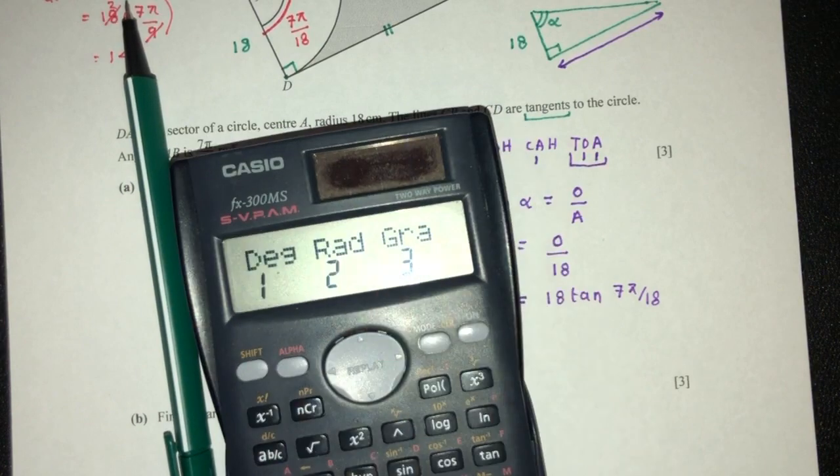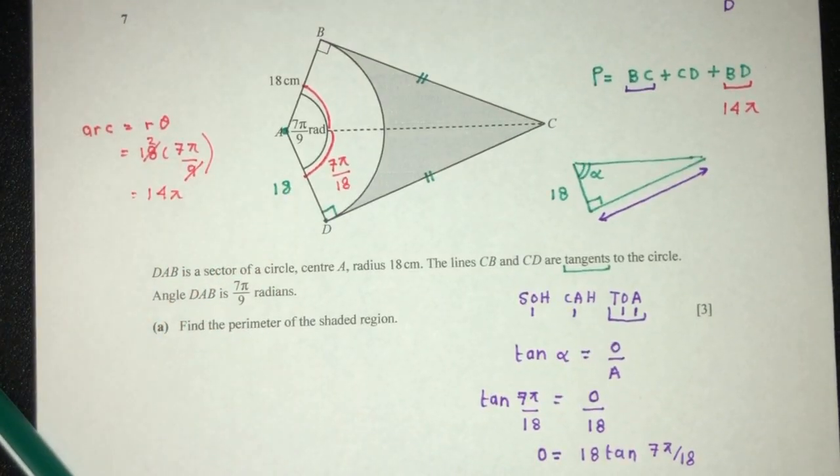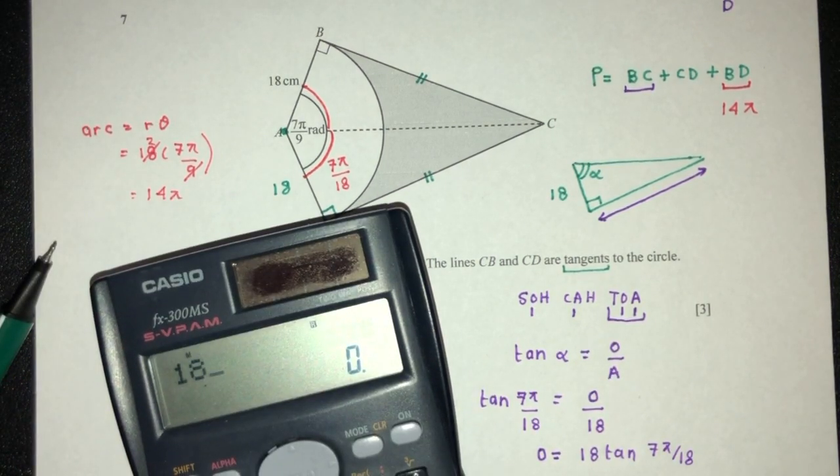So let's use this angle in radians. Why do we use radians? Because the values given here are radians. And sometimes in circular measure questions, it is best you use radians because you can use these formulas. That's the main reason why. So we have 18 tan of 7 pi over 18.